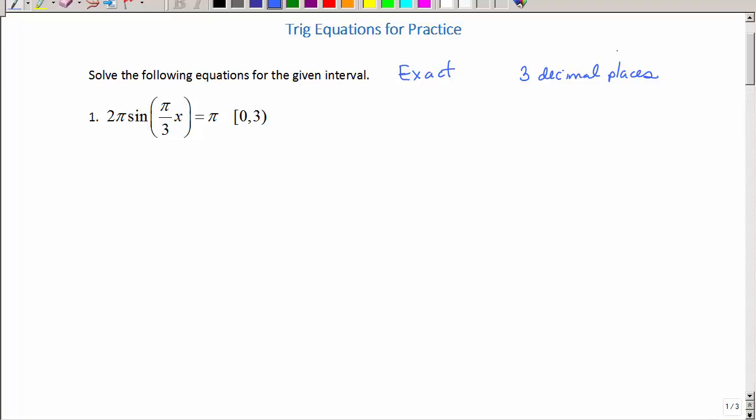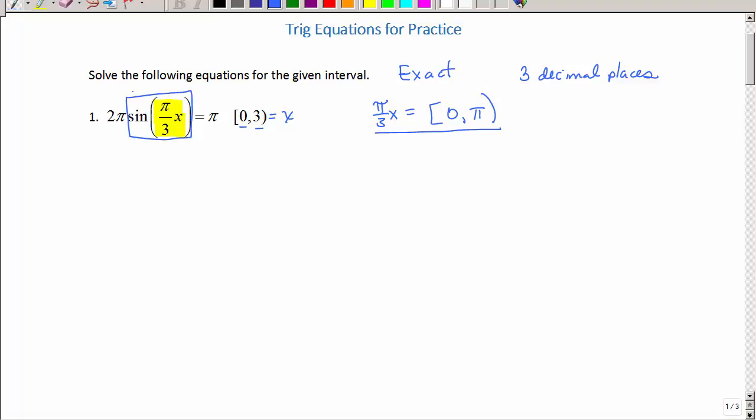Alright, so number 1, we're given the interval for x to be 0 to 3. But if I look at my angle, and that's what that is, the sine of that angle, it is not just x, it's pi over 3 times x. So I have to adjust my interval by multiplying both of these by pi over 3. So that's my adjusted interval.